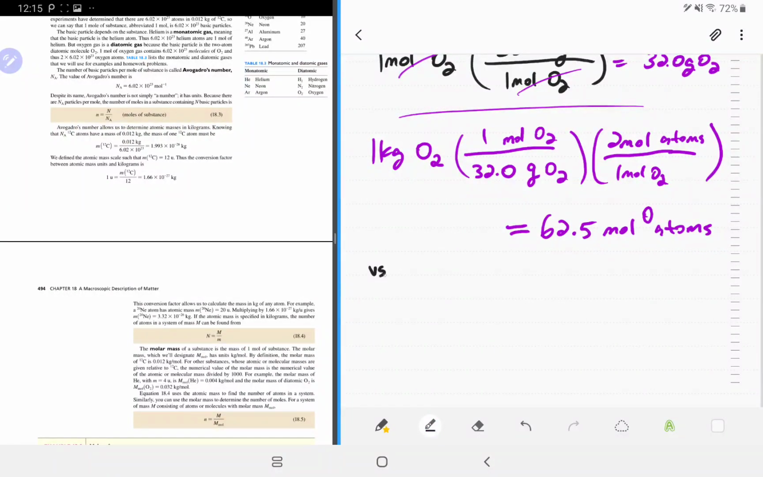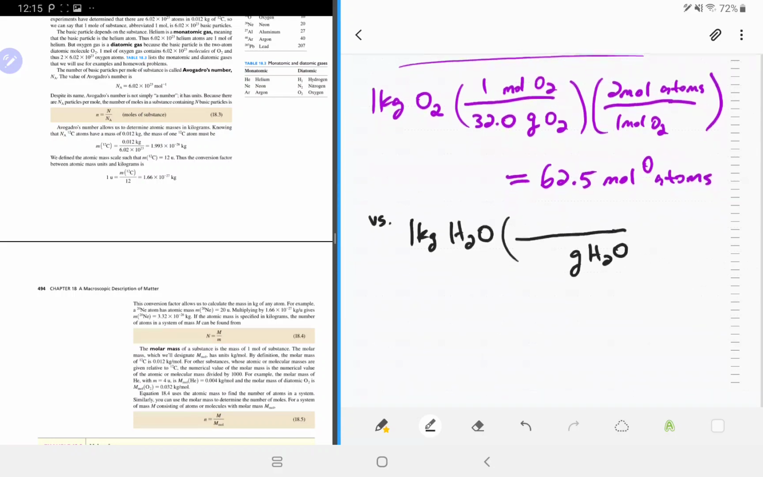So we're going to compare this to 1 kilogram of water, which is H2O. Now, this is tough, right? 1 kilogram of H2O. I don't know what to include right here, do I? I need to go from grams of H2O to moles of H2O. Well, 1 H2O molecule I can think of as 2 hydrogens and 1 oxygen. So all of these things connected together, that's 1 H2O molecule.